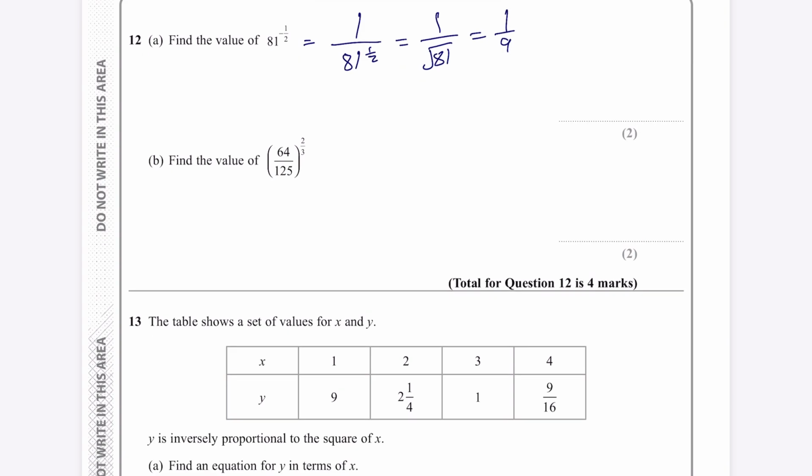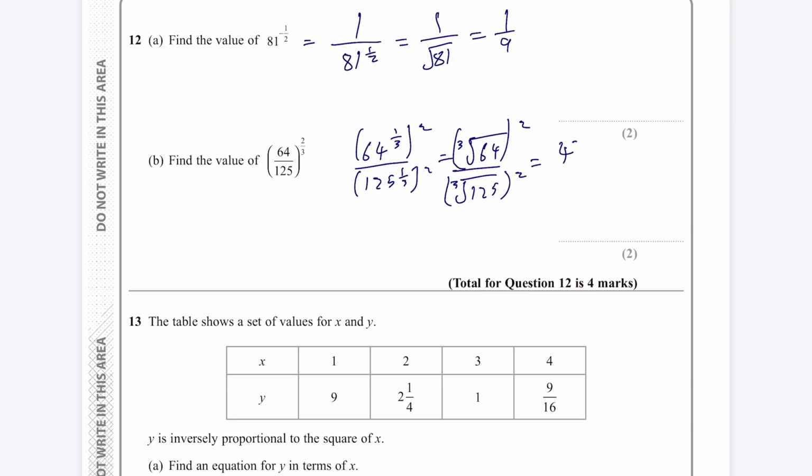Next one, 64 over 125 to the power of 2/3. The number at the top is the power, the number at the bottom is the root. We can write that as 64 to the 1/3 over 125 to the 1/3, all squared, which is the same as the cube root of 64 over the cube root of 125, and then we're squaring the answer. So the cube root of 64 is 4. We're going to keep the square there. The cube root of 125 is 5. We're going to keep the square there, so that's 16 over 25.